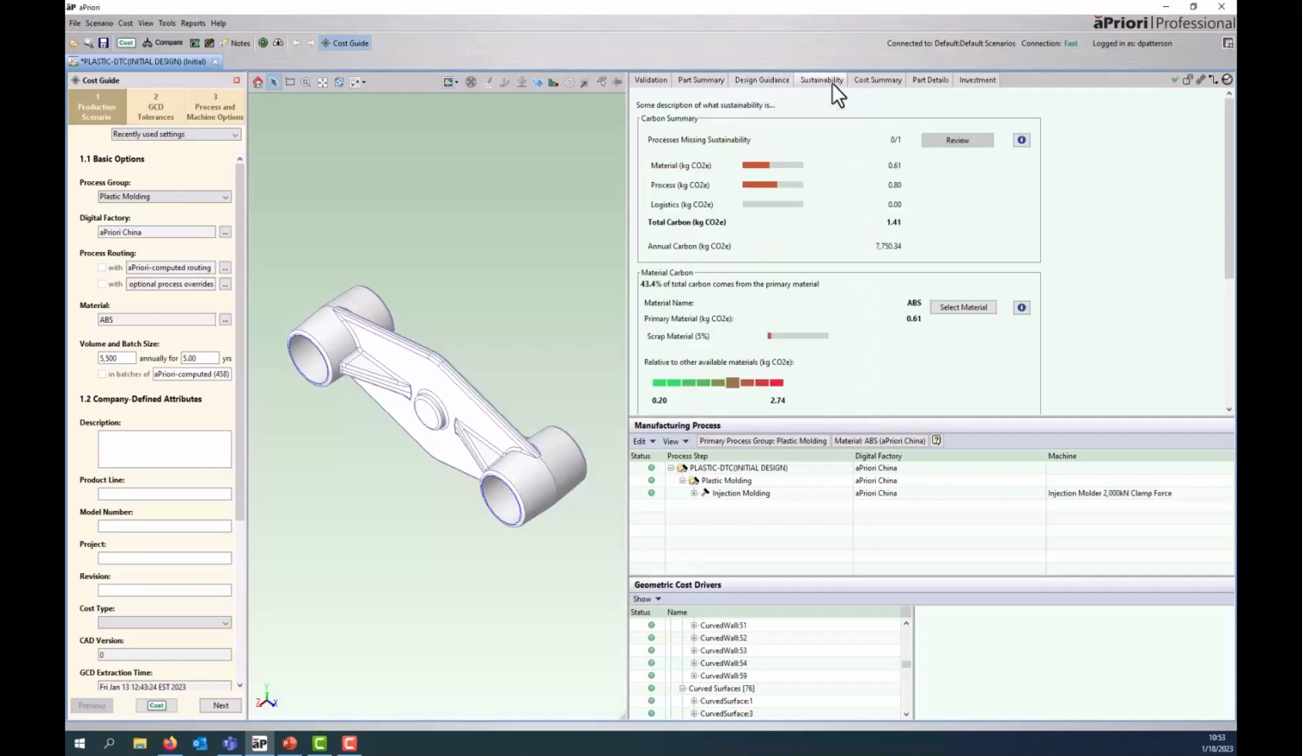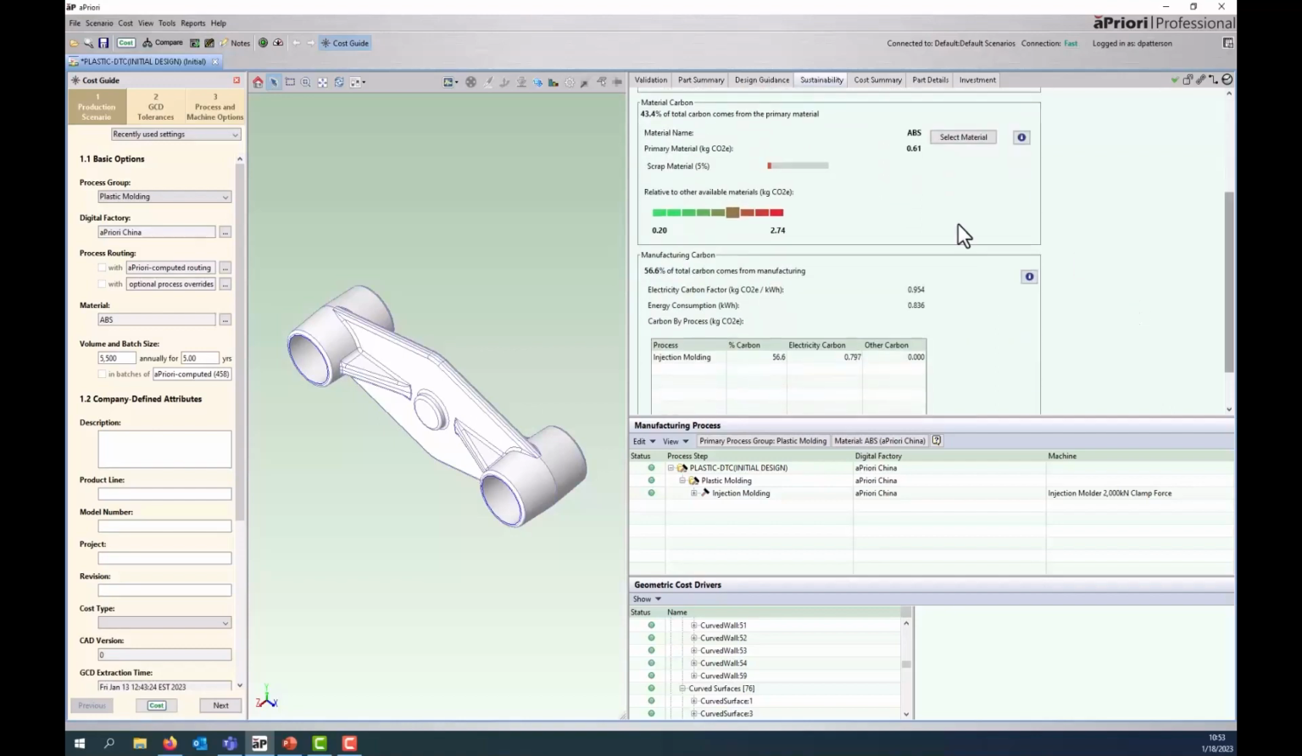But now what we have the ability to do is understand, based off of our design, our material, and our region, what's the CO2 impact. We can see the total CO2 for this design is 1.41 kilograms of CO2 equivalent. It's broken out by about 0.61 coming from the material itself, and about 0.8 coming from that process. If we were to dive into that, we can actually see what's driving that.